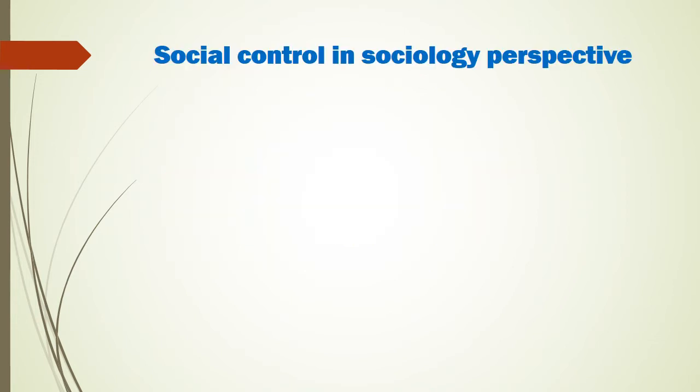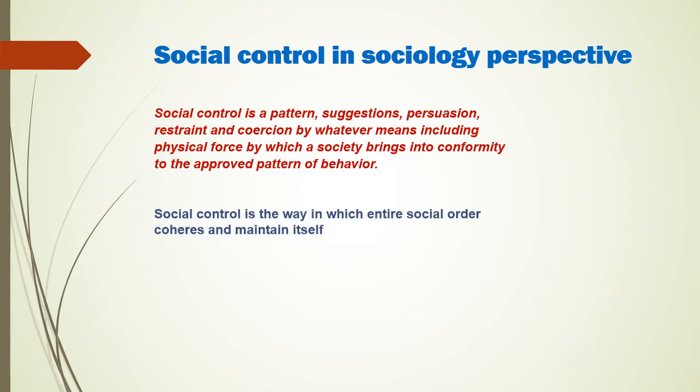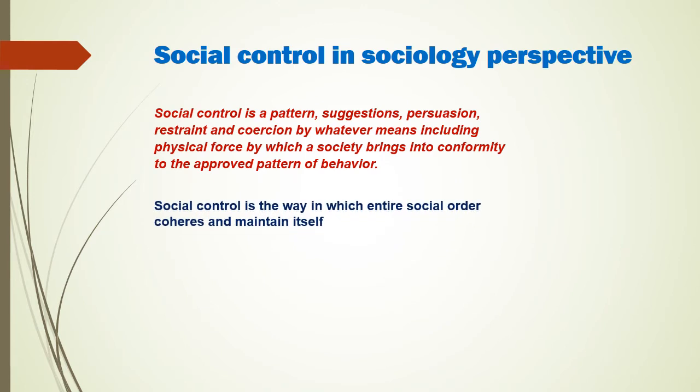Social control in the sociological perspective, as I already explained, is a pattern, suggestion, persuasion, restraint, and coercion by whatever means, including physical force, by which a society brings into conformity the approved pattern of behavior. Social control is the way in which the entire social order coerces and maintains itself.